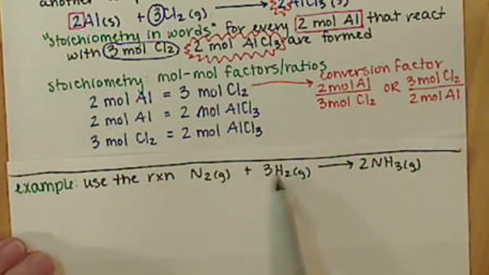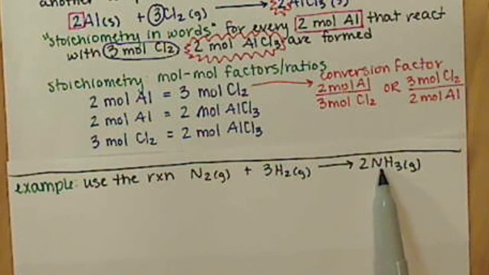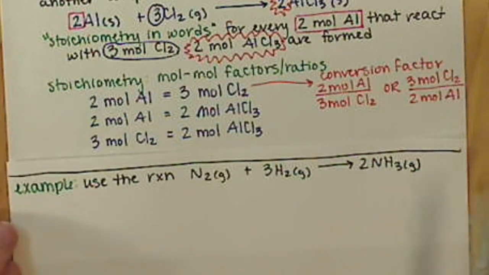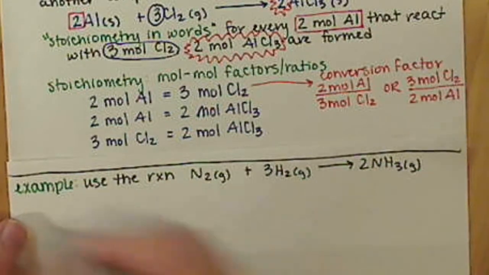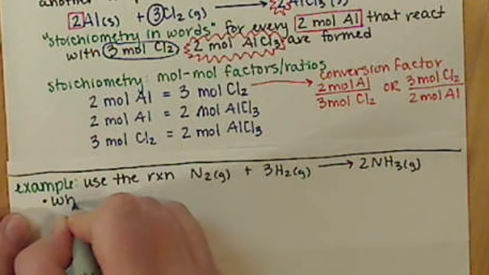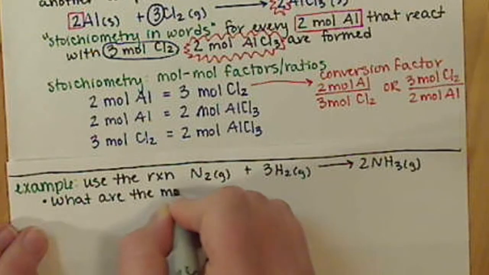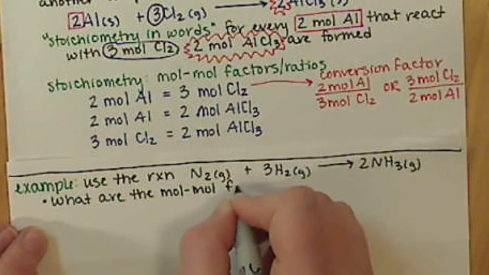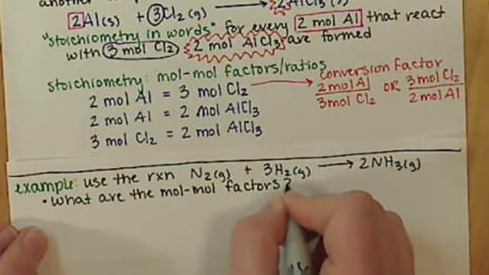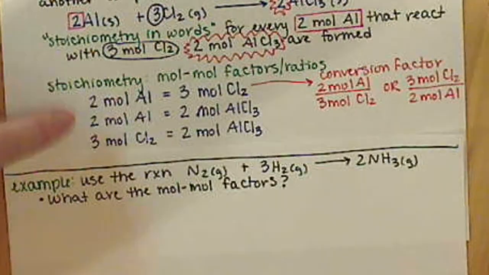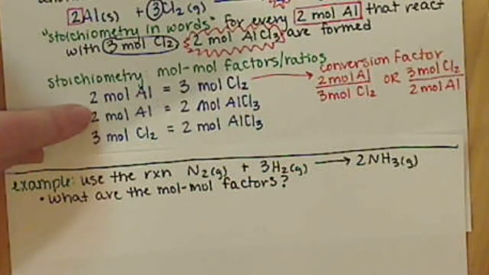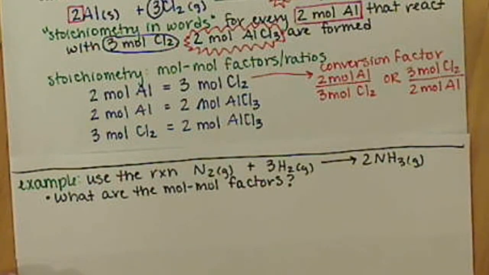So we have nitrogen plus hydrogen, which gives ammonia, NH3. We want to answer 2 questions. First of all, what are the mole-to-mole factors? The mole-to-mole factors are these here. We have 3 different compounds here, so we're going to have 3 different mole-to-mole factors.